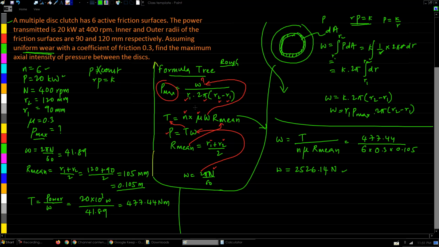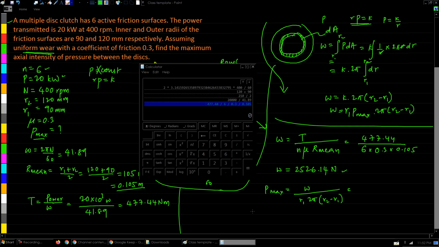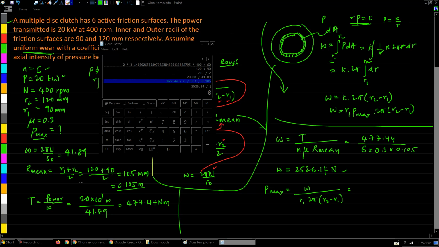So now we have found this. We need to substitute that over here to finally get what we need, that is the maximum pressure. The maximum pressure will be W divided by R1 into 2 pi into R2 minus R1. Let me substitute all these values here. So it's going to be W, that's 2526.14, divided by, I put a bracket here, and I need to put in all these values. So R1 value is 0.12, into 2 into pi into one more bracket we need, that's R2 minus R1, 0.12 minus 0.09, bracket close, one more bracket close, and enter.